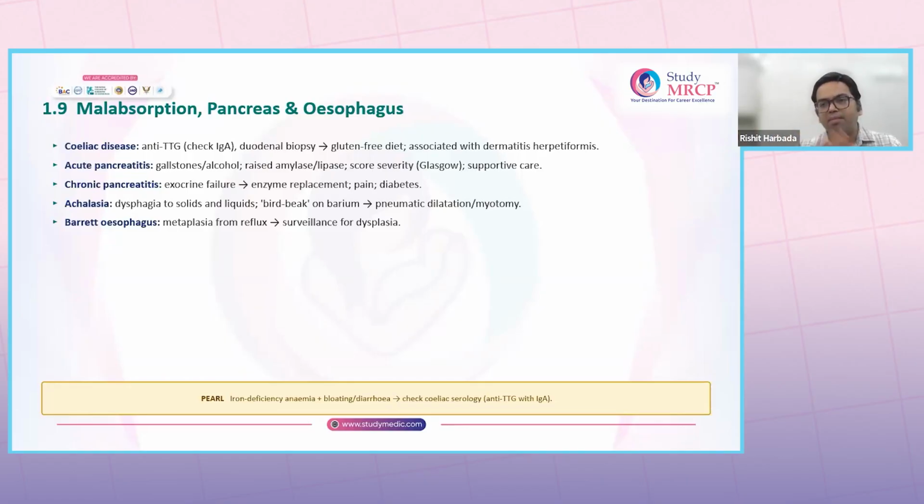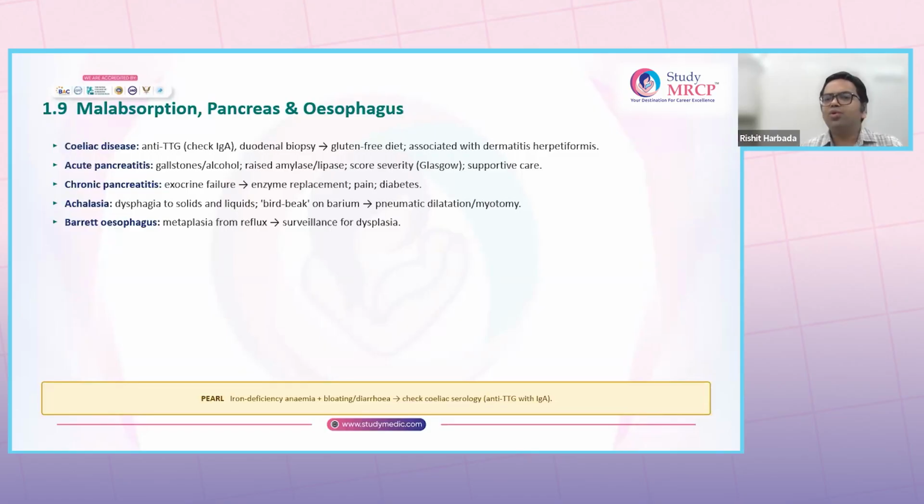If the patient doesn't have pain, but amylase and lipase are elevated and CT is showing the features, that can be pancreatitis. Of amylase and lipase, lipase is more sensitive, and you are going to score severity using the Glasgow score. If the Glasgow score is more than 3, it is severe. Mostly you are going to give IV fluids and early enteral hydration. If there's necrotizing pancreatitis, you need surgery.